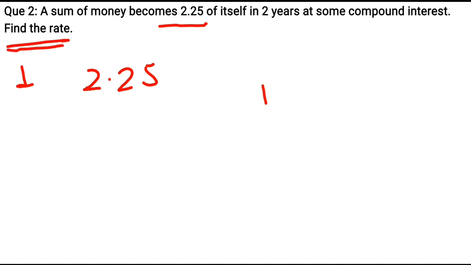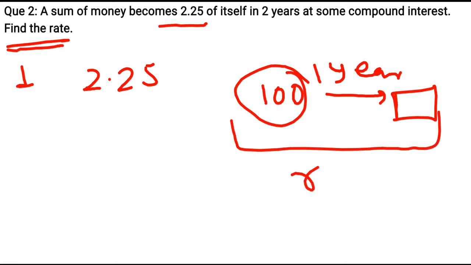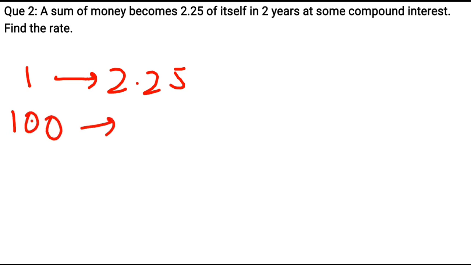Rate means on rupees 100 how much money you are getting in 1 year as interest. That is called rate. The money you get as interest on rupees 100 in 1 year is called rate. Keep in mind. Got it? So we will apply a similar formula, similar thought here. So we had rupee 1 and it becomes 2.25 times in 2 years. Keep in mind, 2 years. If we had 100 rupees for example, it will be 225 in 2 years.